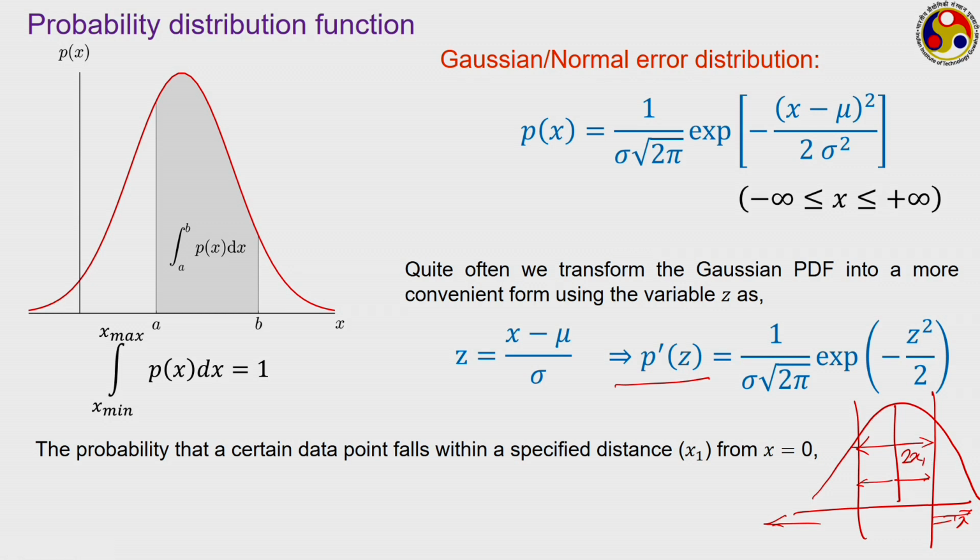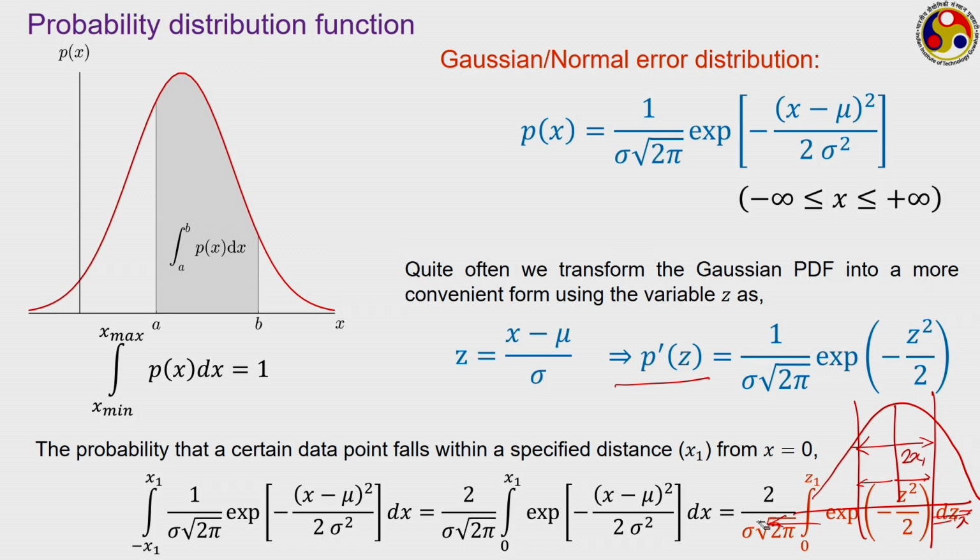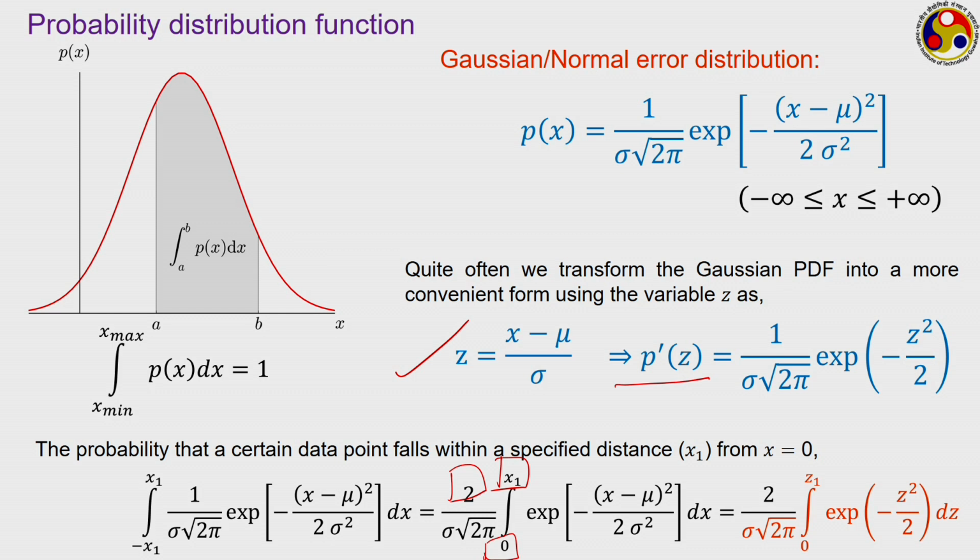To identify that, what we have to do? We have to integrate this particular p(x) over this interval, that is, over minus x1 to plus x1. This curve being a symmetric one, we can take this 2 out, thereby changing the integration limits from 0 to x1, and then using this transformation of z, it comes to a form like this: 2 upon sigma root 2 pi, integral 0 to z1 of exponential minus z square by 2 dz, where this z1 is nothing but x1 minus mu upon sigma.